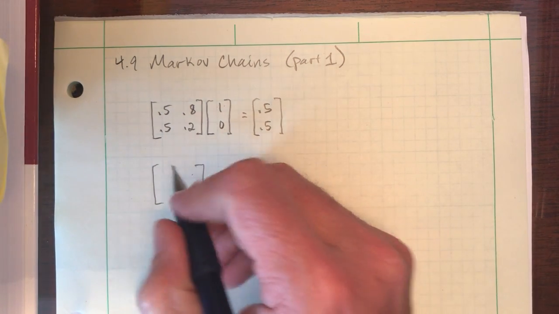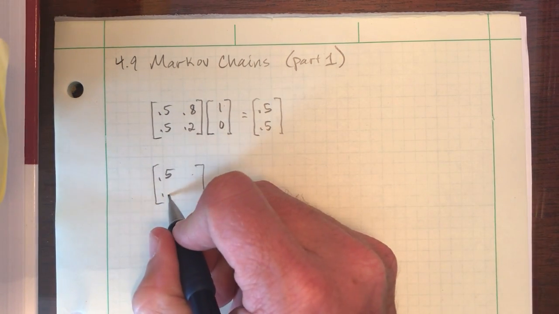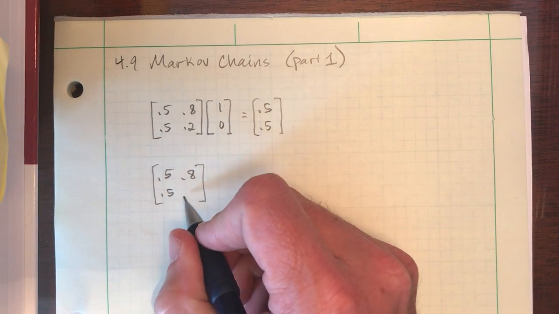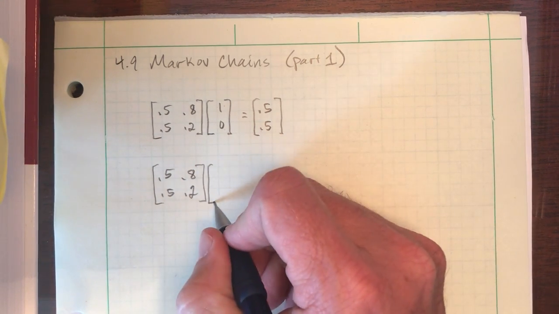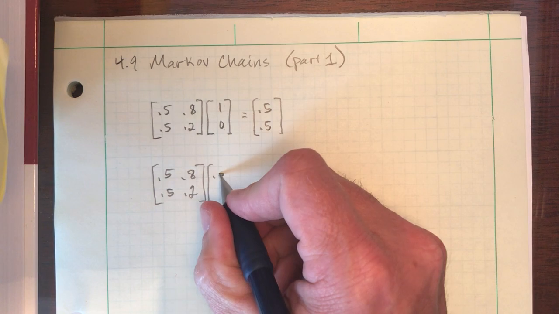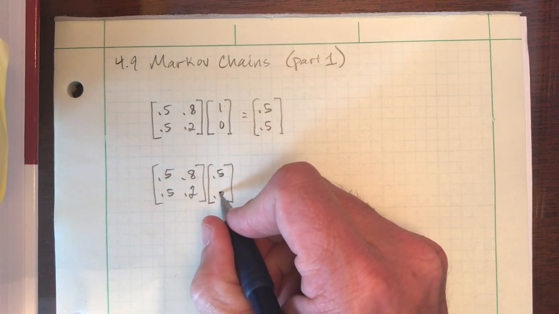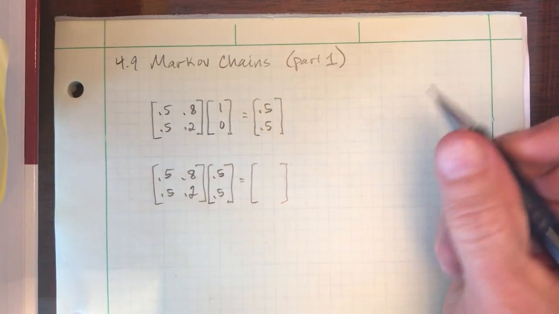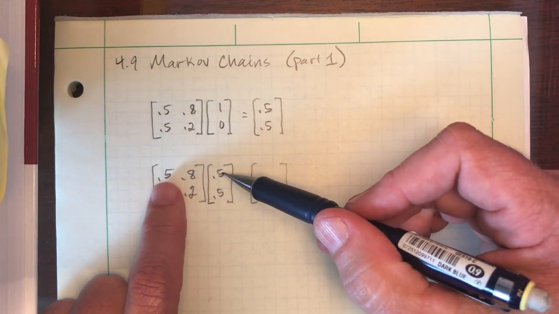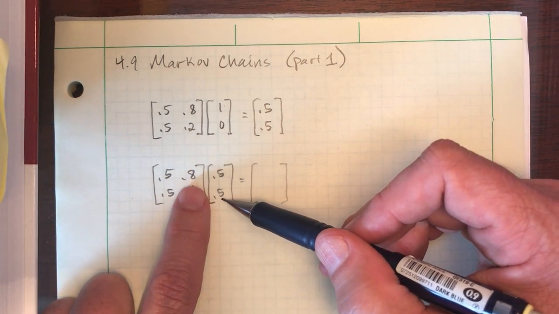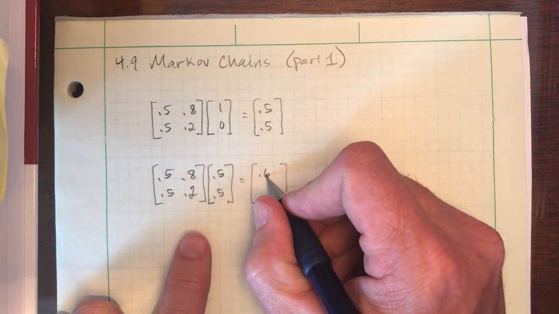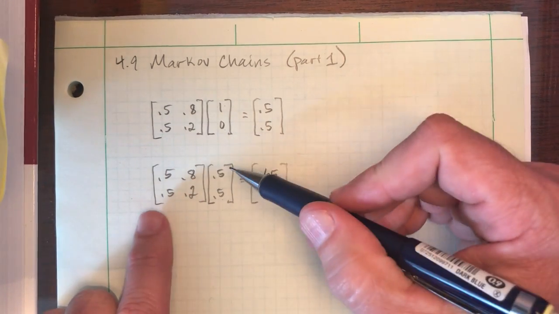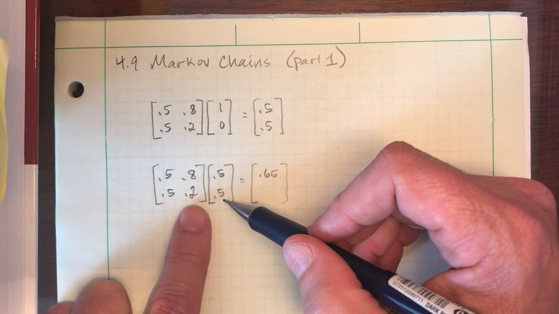Next, I'm going to take that same matrix and we're going to multiply it this time by the answer we just got. And we're probably still okay in our heads. Let's do this. So that would be 0.25 plus 0.40. And then 0.25 plus 0.10.